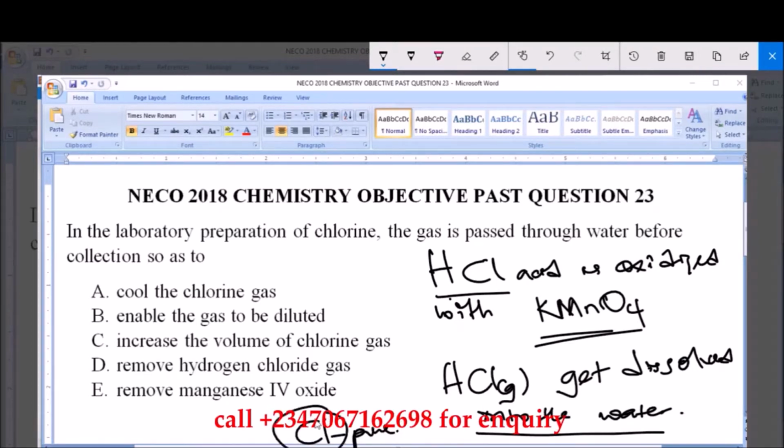And so it is collected. Initially, this chlorine gas was impure because it had part of hydrogen chloride, since hydrogen chloride gas and chlorine gas were both evolved from this reaction. But as it passes through water, the water removes the hydrogen chloride gas, because it is soluble in water, thereby releasing pure chlorine gas, which is then collected. So the essence of this water is to remove hydrogen chloride gas, which is option D.